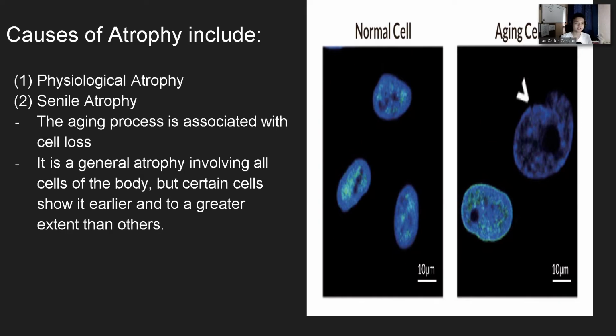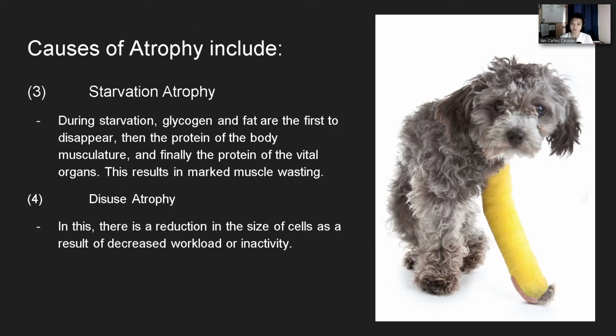Another example is our brain. Due to our increasing age, our brain shrinks in size. So starvation atrophy. During starvation, glycogen and fats are the first to disappear. Then the proteins of the body musculature, and finally, the proteins of the vital organs. This results in marked muscle wasting.